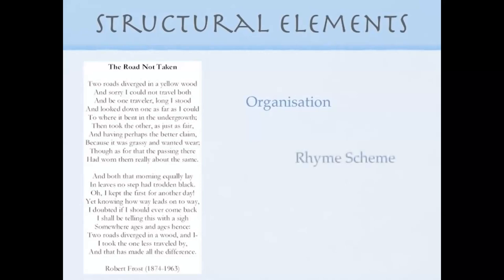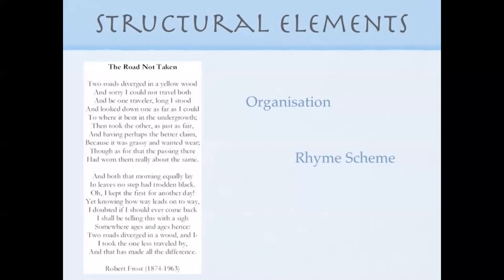Another important thing to look at when you're analysing poems, which also goes into annotating, is the rhyme scheme. Rhyme schemes refer to the way in which the words at the end of each line rhyme. Sometimes you'll get poems that don't rhyme at all. It's a myth to say that all poems must rhyme because that's not true. Poems generally do rhyme, but not always.